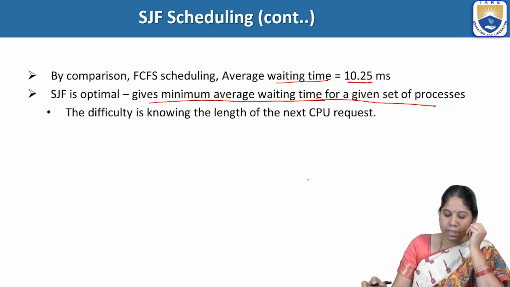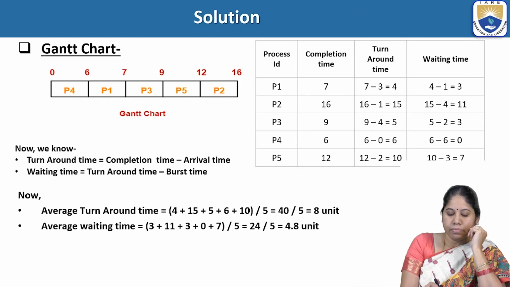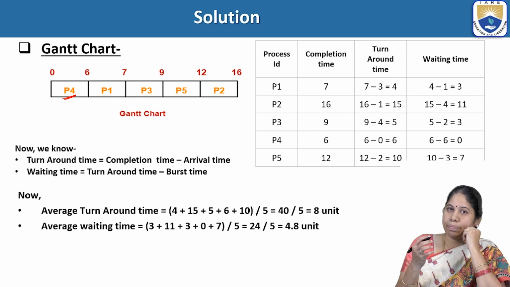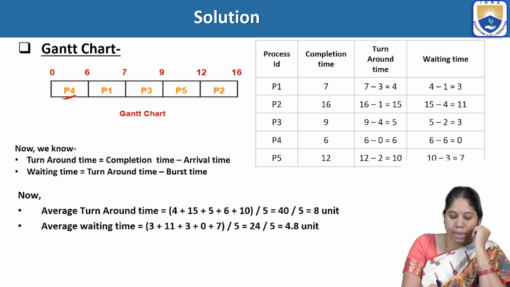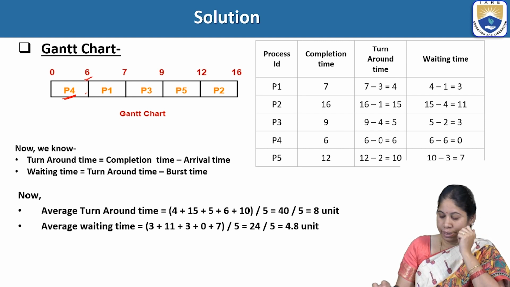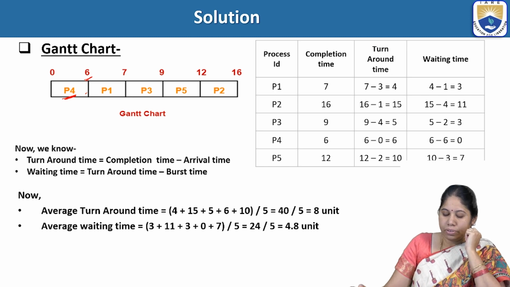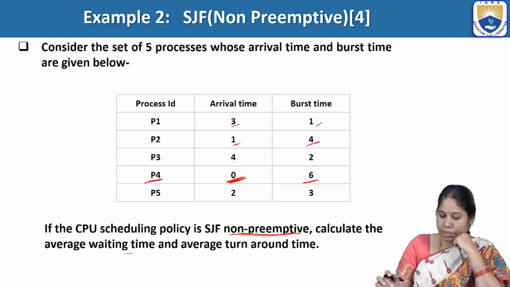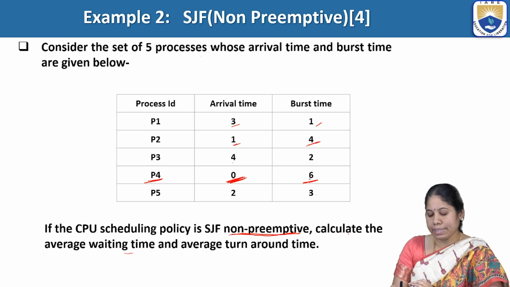So P4 is taken. Because it is the non-preemptive version, once P4 acquires the CPU, it will complete its execution. It will finish the execution till 6 units of time. Now let us see the next one.